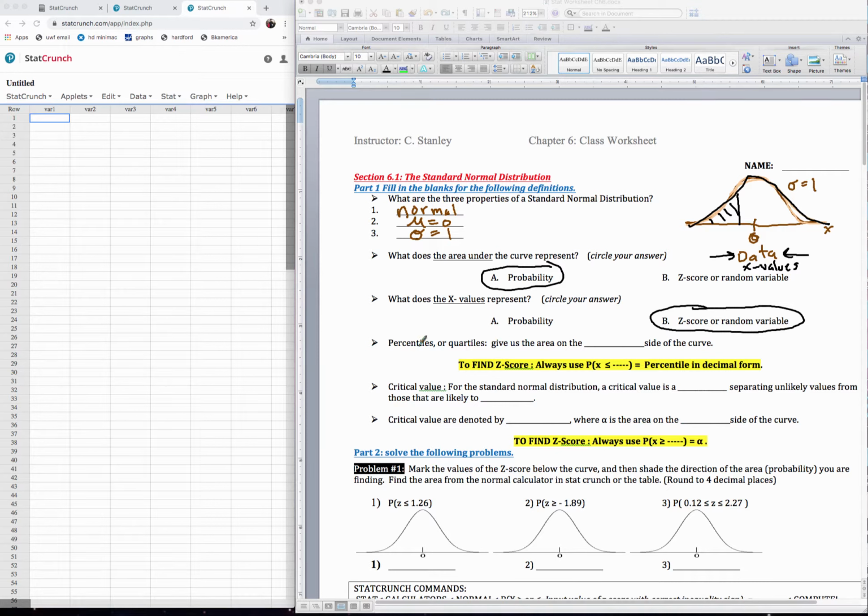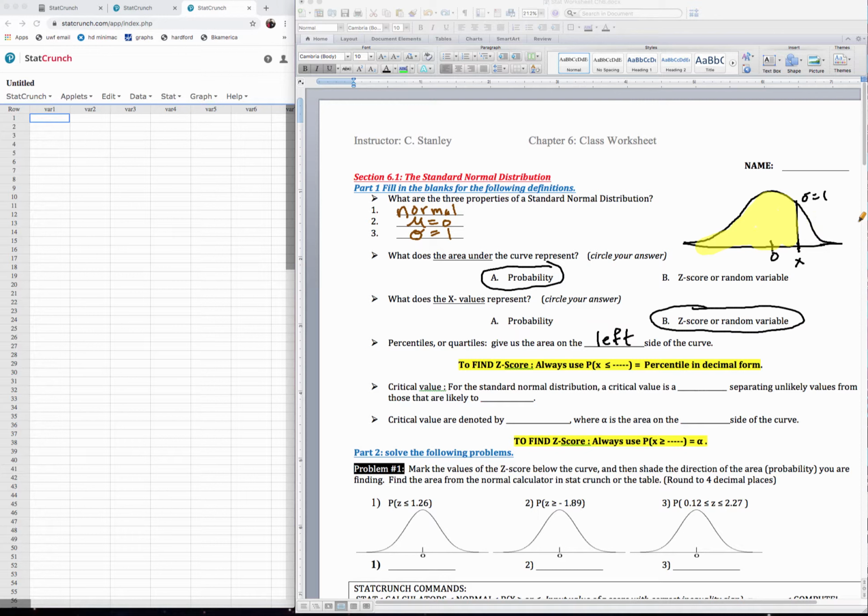Okay, a percentile. Let me show you what a percentile is. If that's 0, this is 1. A percentile is the area to the left side of the curve. So always the left for a percentile. If I call this a data point and I draw a line to the top, this shade over here under that curve is a percentile. And we could find that using the normal calculator.